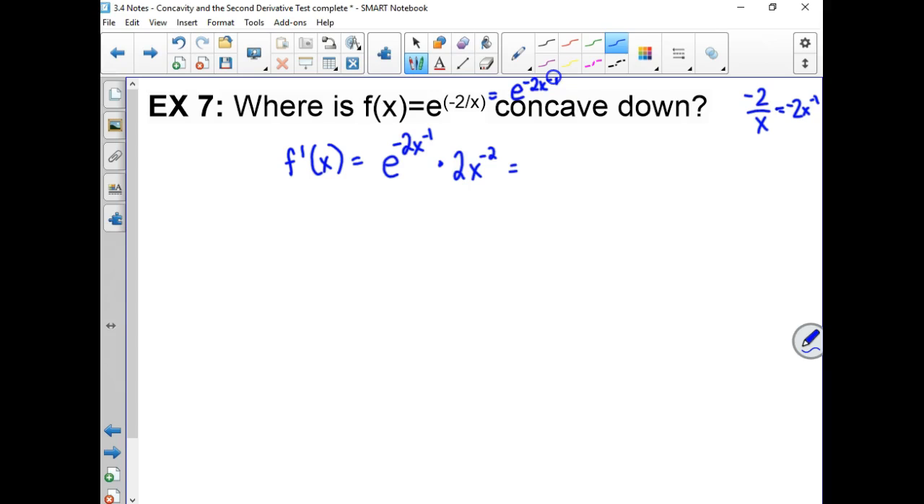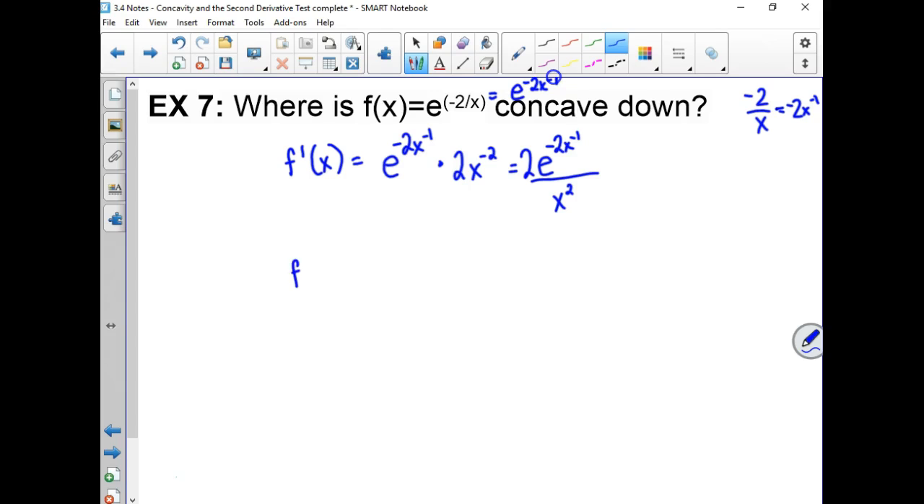So that is going to give us e to the negative 2x to the negative 1 over, let's put the 2 out here, x squared. Or you don't necessarily have to do that. It just depends on whether you want to do a product rule or a quotient rule for this. I think I'll go with a quotient rule. There's a lot of different things you can do with those negative exponents.